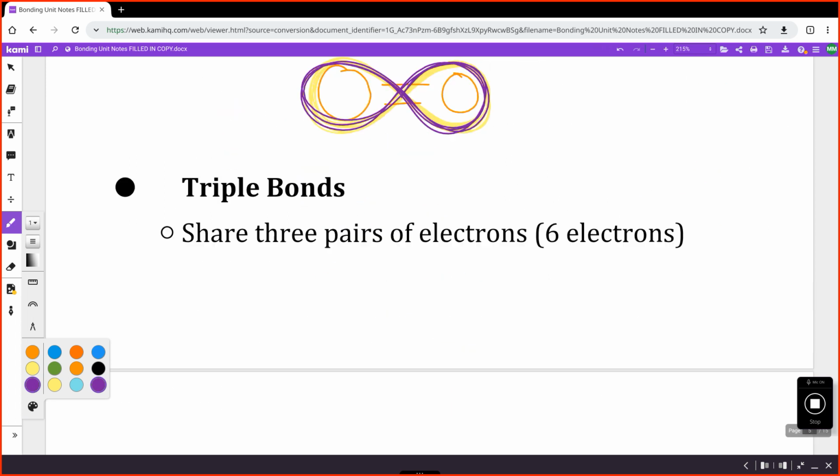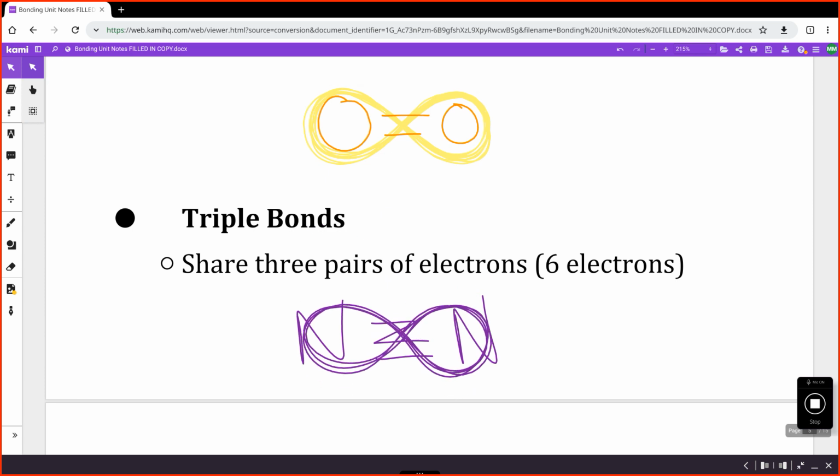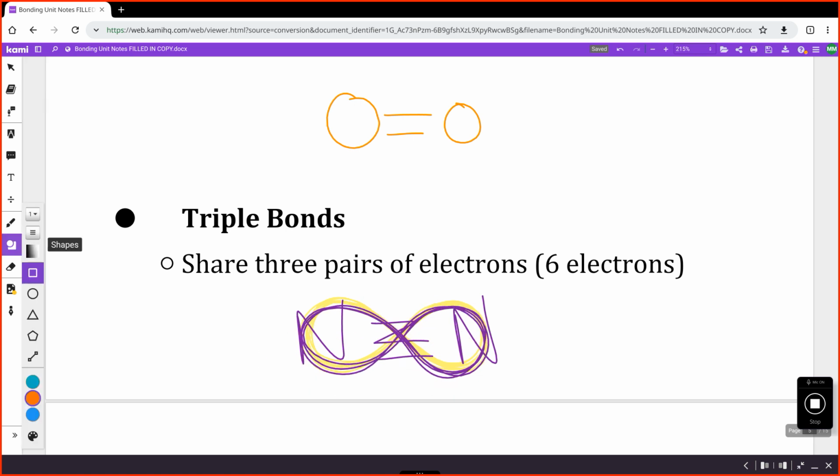And a triple bond, like in nitrogen, is 3 pairs of electrons shared between the 2 atoms. And yes, you guessed it. We've got 3 sets of electrons bouncing back and forth. Let's just move that over there. Get that out of the way. 3 sets of electrons bouncing back and forth to create a bond between 2 atoms. This is a triple bond. Triple bonds are stronger than double bonds.